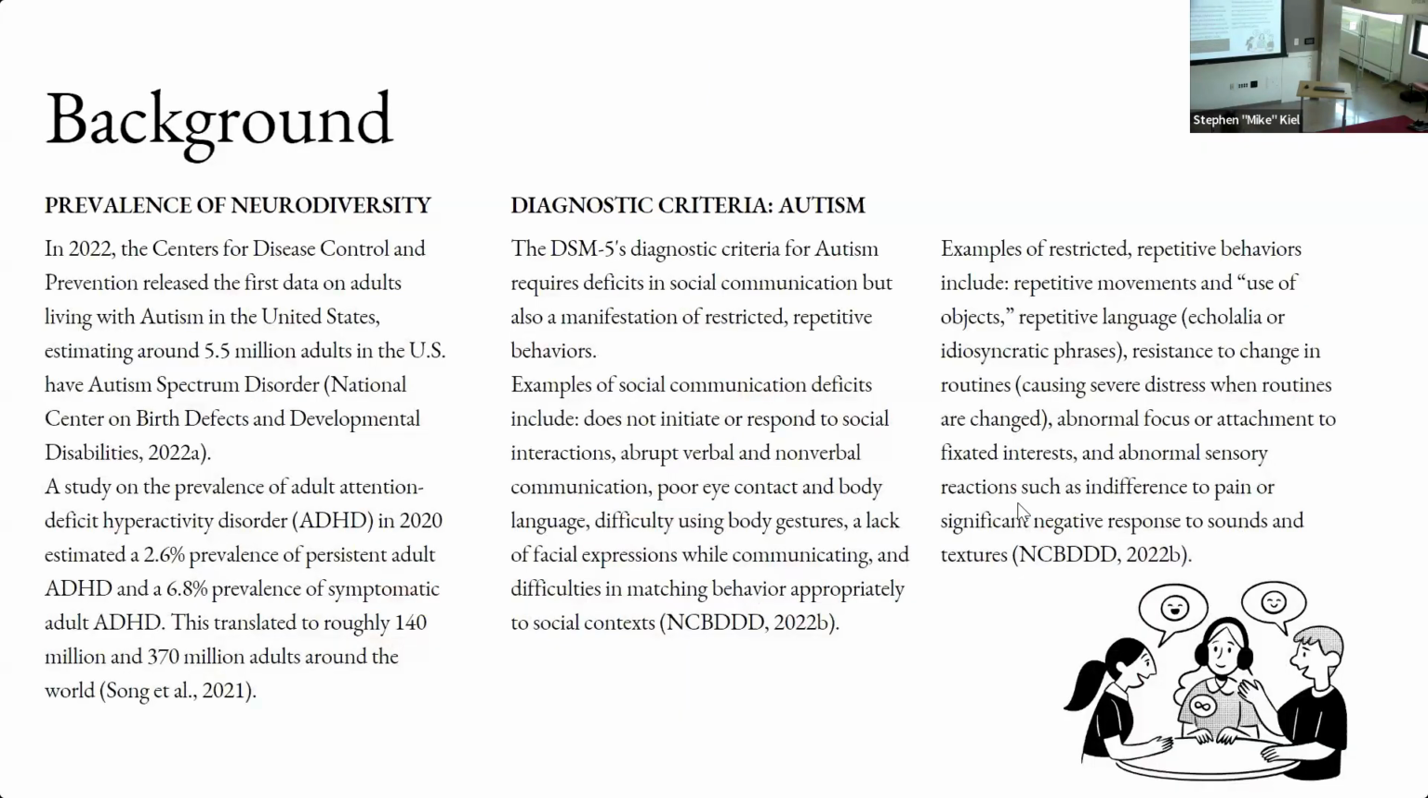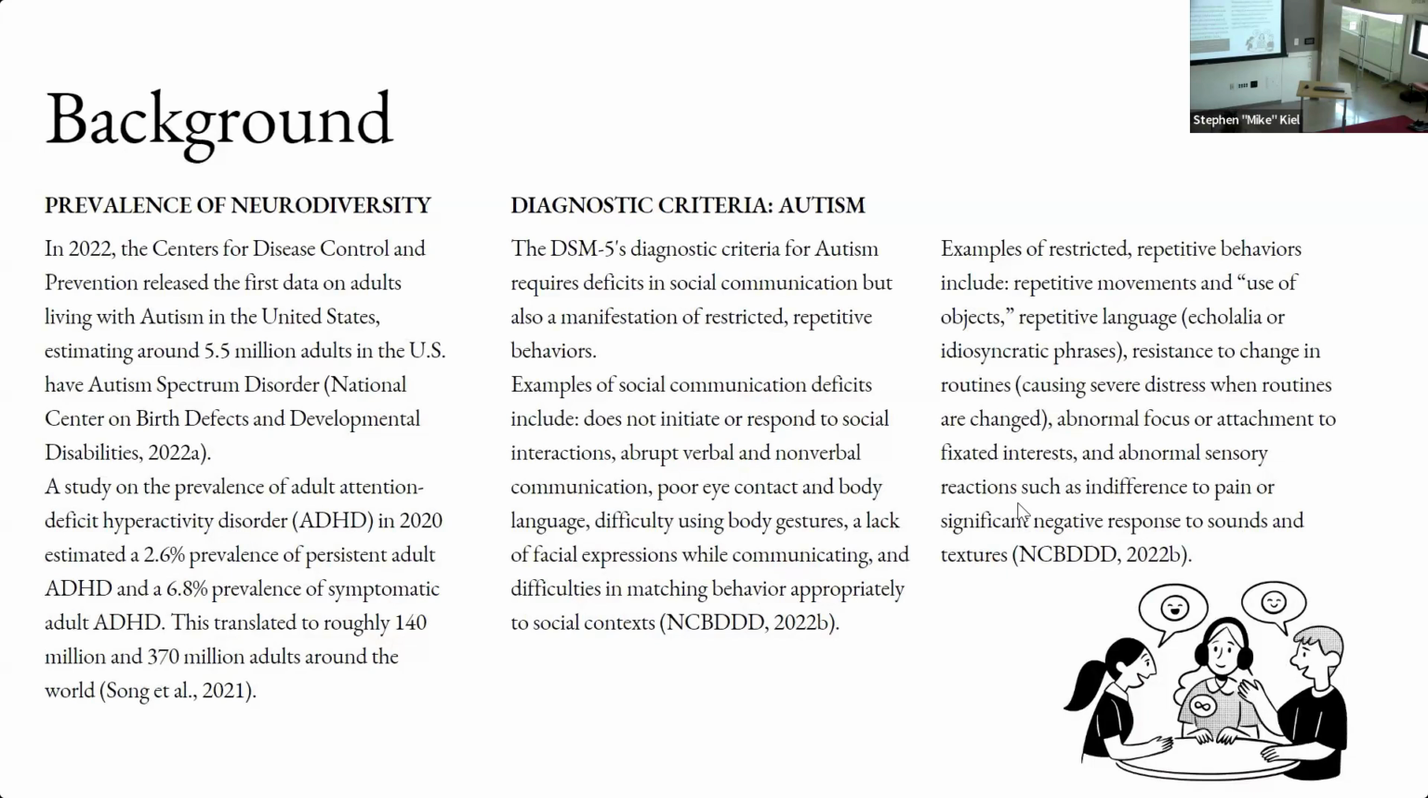Some background information on neurodiversity. In 2022, the Center for Disease Control released the first data on adults living with autism in the United States. They estimated around 5.5 million adults in the United States have autism spectrum disorder. In comparison, a study on the prevalence of adult attention hyperactivity disorder, or ADHD, in 2020 estimated a 2.6 prevalence of persistent adult ADHD and 6.8 prevalence of symptomatic adult ADHD. This is roughly 140 million and 370 million adults around the world.